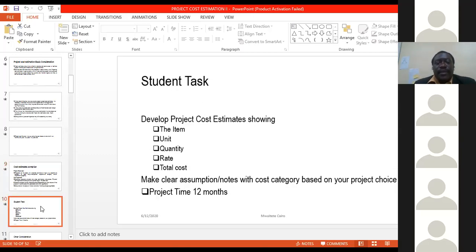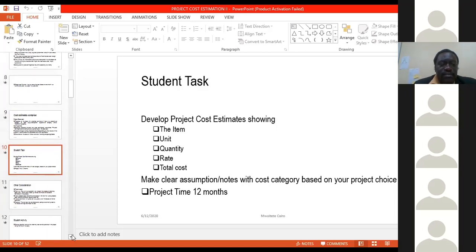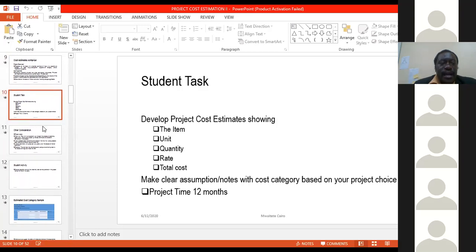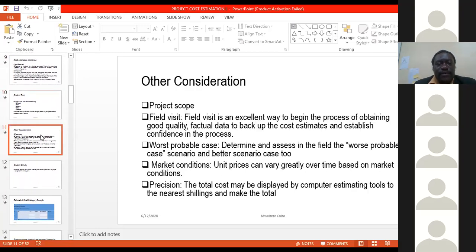And also, what will be the developed cost? Of course, this is the question for you; I cannot give it to you at this time because I have already given you another assignment. I have said develop a project cost estimate showing the item, unit, quantity, rate, total cost, and this should be for the period of 1 year. This is 12 months. Now, you will do it by yourself.